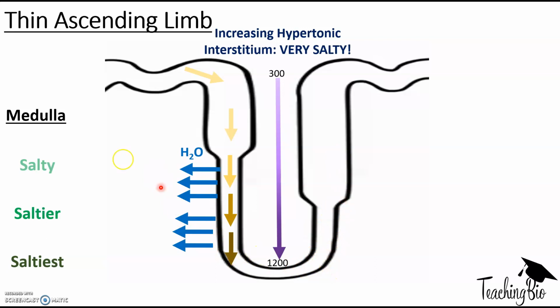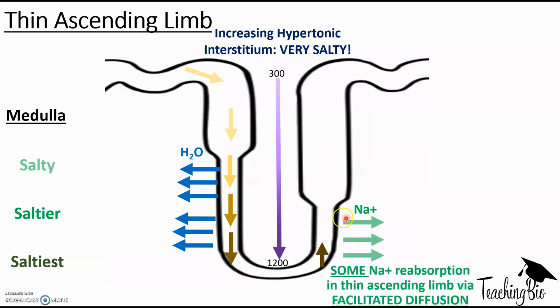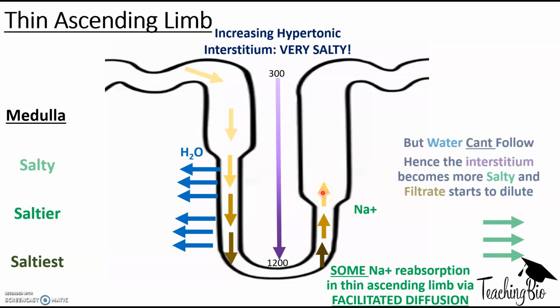Okay, now we're going to move on to the ascending limb, and we're going to look at the thin ascending limb at first, so we understand this part. So that really, really concentrated filtrate now starts to lose some of its sodium. So some sodium is reabsorbed in the thin ascending limb via facilitated diffusion, because the thin ascending limb is permeable to ions but impermeable to water. So sodium can leave, and it leaves by facilitated diffusion from a higher concentration to a lower concentration. So sodium starts leaving. And as sodium starts leaving, the filtrate becomes less concentrated, and even less concentrated.